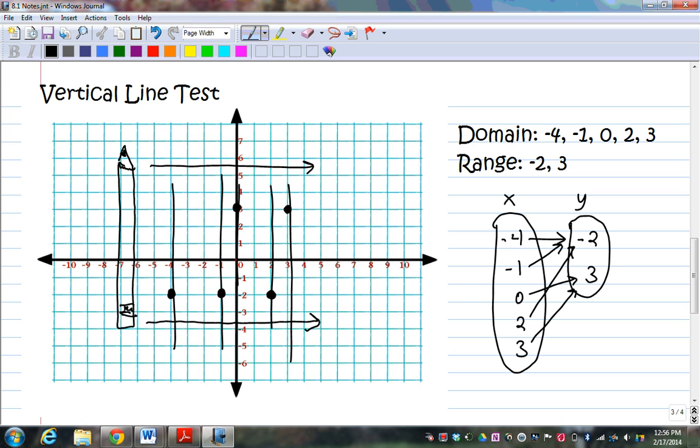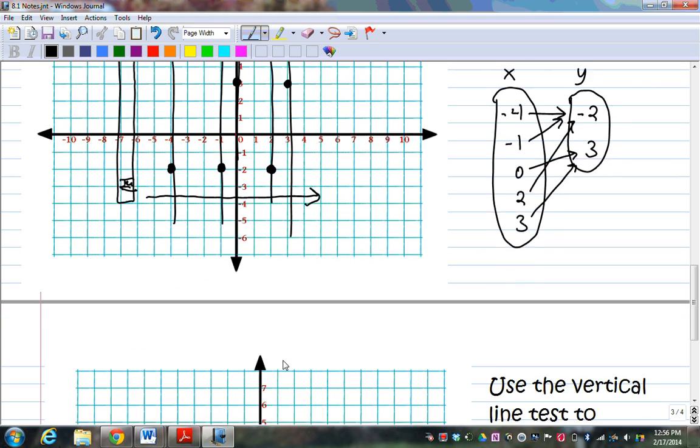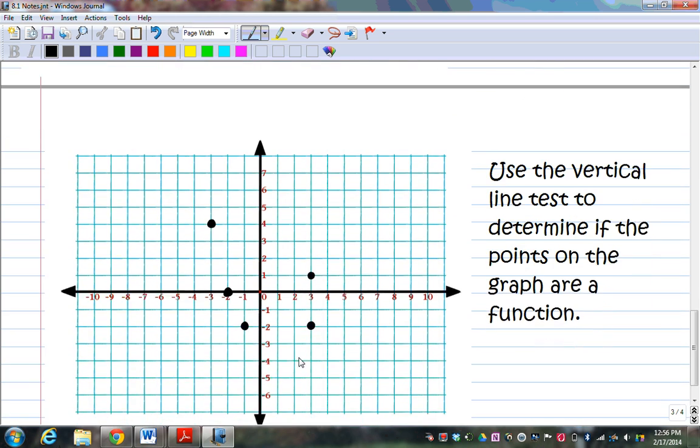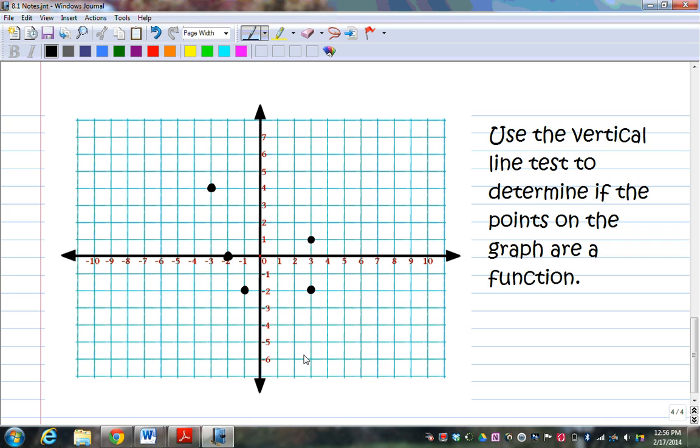Now let me give you one where it doesn't work. Okay? Here, again, without actually doing the mapping diagram, if you were to look at it, you would say, well, right here, you know it's not a function because it failed the vertical line test. So here, there's your vertical line. It crosses 2 points at once, so this is not a function.